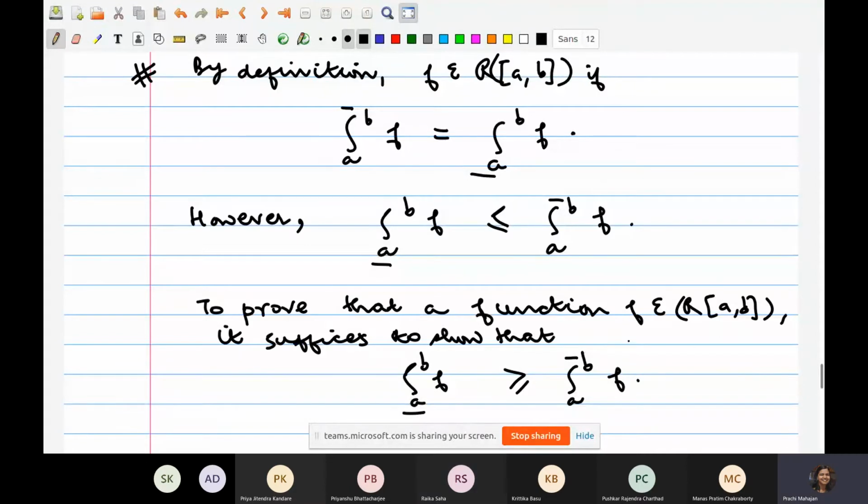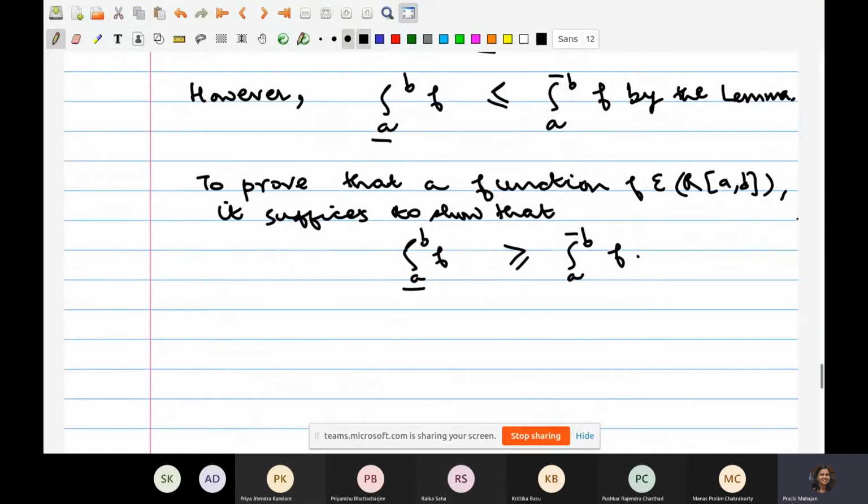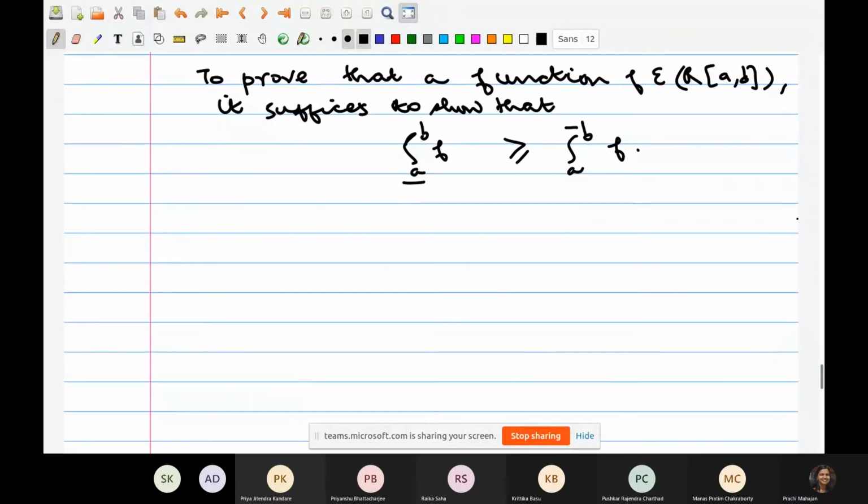Yes, ma'am. So I'll just say this. This is by the lemma that we just proved, if you're wondering where this comes from. Okay. So there is one more equivalent characterization of integrability. This is a definition. Let me do that. So this is a theorem.